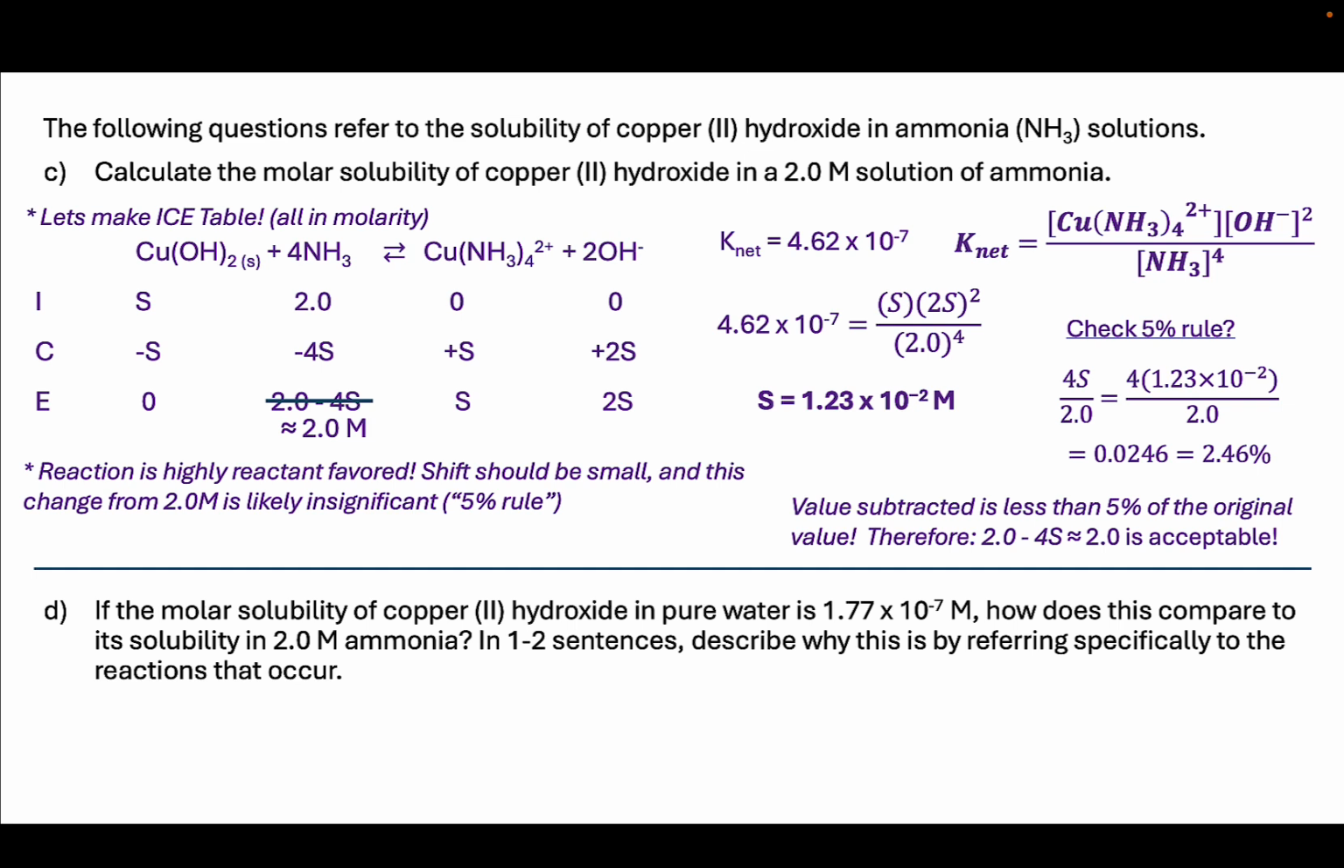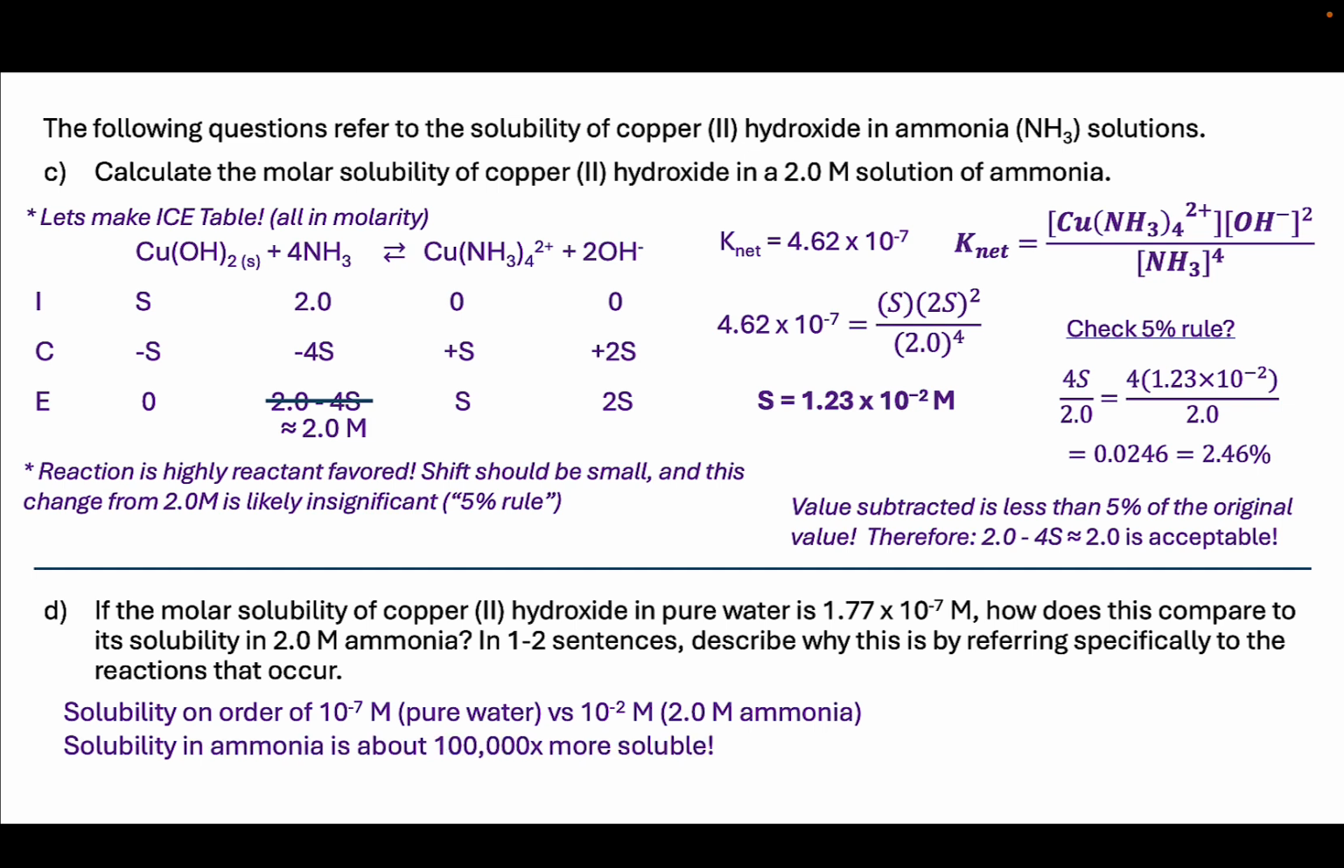Finally, we want to describe, well, if the molar solubility in pure water is the following, how does this compare to the solubility in 2 molar ammonia? And we want to describe why. And so let's just take the solubility values in ammonia versus in pure water. In pure water, it's on the order of 10 to the negative 7, and in ammonia, it's on the order of 10 to the negative 2. And so how do these compare, right? Well, in ammonia, it's actually about 100,000 times more soluble, a change of 10 to the 5th. That shows that in ammonia, it's much more soluble than in water.